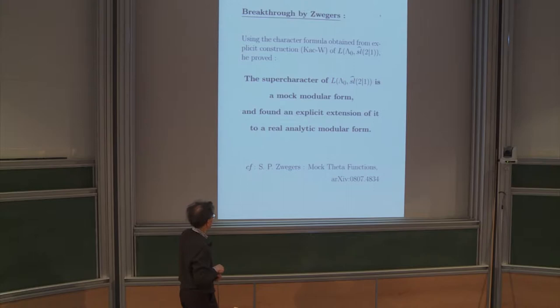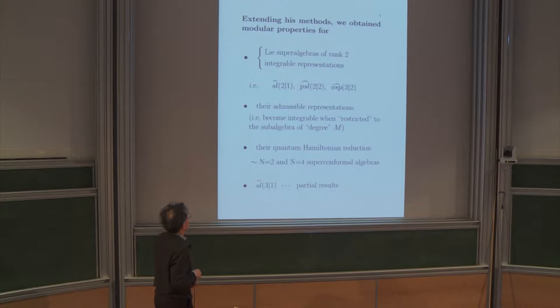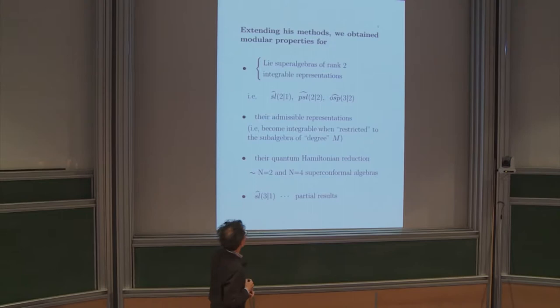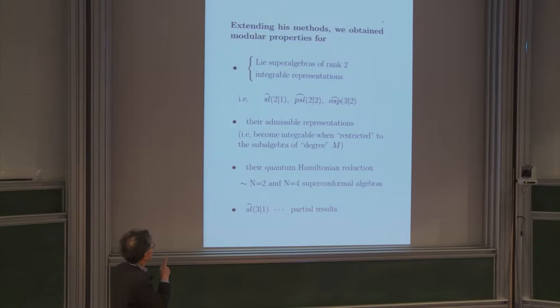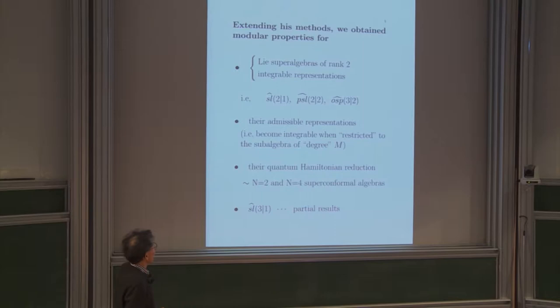Extending his method, we recently obtained the following cases: affine superalgebras of rank 2 and any integrable representation. Rank 2 Lie superalgebras are sl(2|1) and sl(2|2) divided by center, and osp(3|2). And it is possible to extend this result to admissible representations.